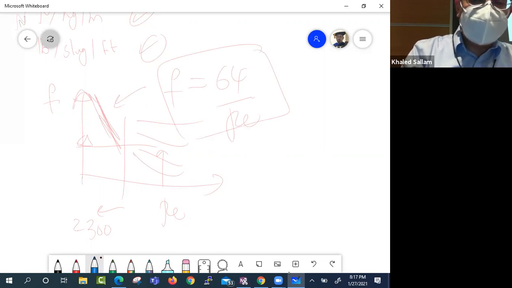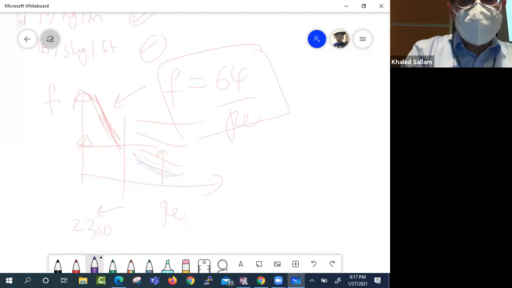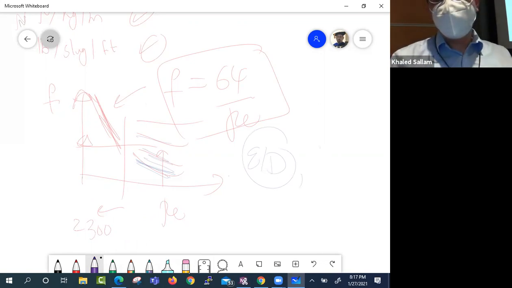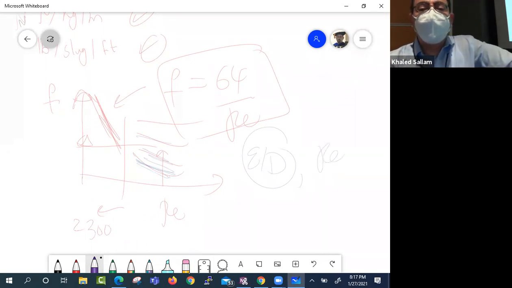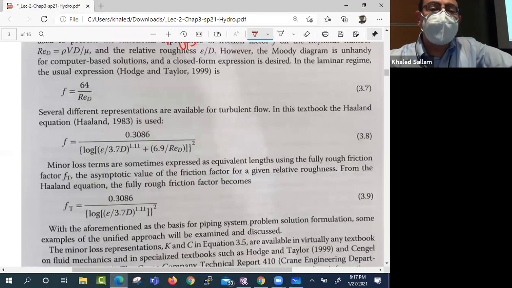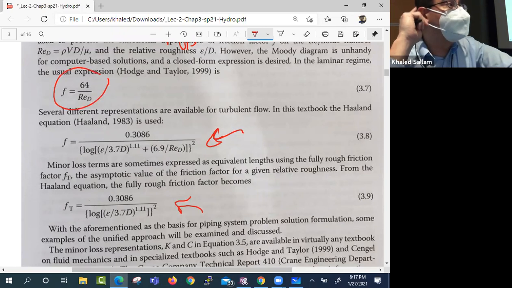Now, for all those configurations, you should basically have a formula that has the epsilon over D and the Reynolds number. There are a bunch of formulas that do that job, not just a single one, with different accuracy, and he's showing us some of them. Okay, so those are all examples of different ways to calculate the F. Again, for laminar flow, only one curve.